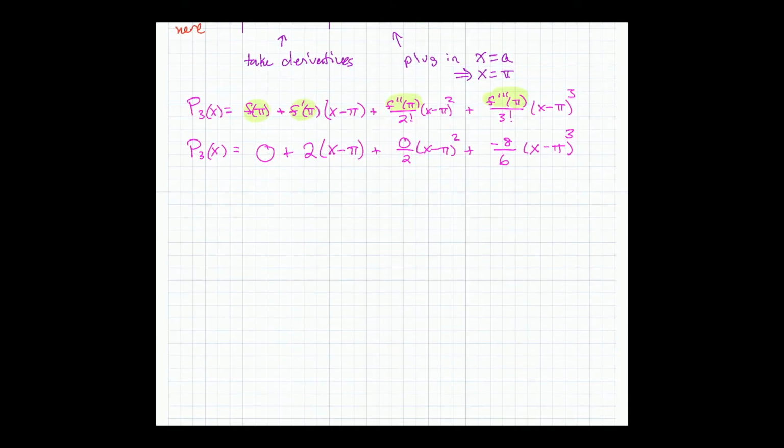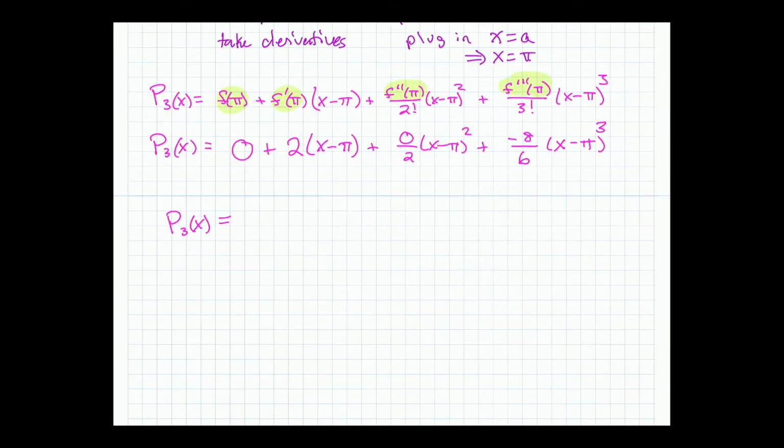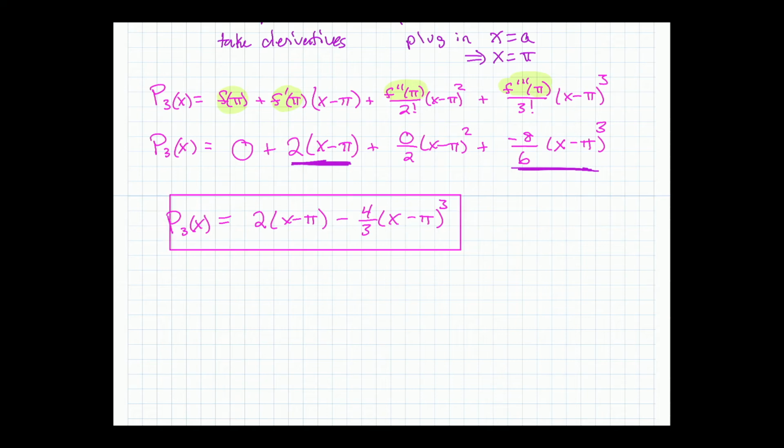All you would do is write it a little bit nicer, and all that's going to be left are a couple of terms. Some of them are 0, right? But this one's not 0. This one's not 0. The other two are 0. So what you get is 2 times x minus pi minus, it looks like 8 over 6 is 4/3, x minus pi to the 3. And this is your P3.